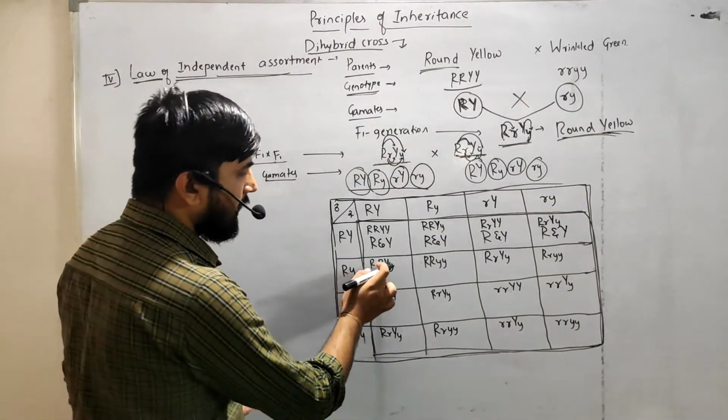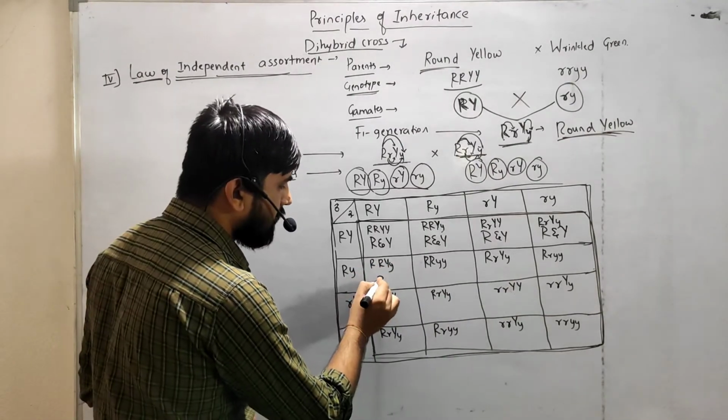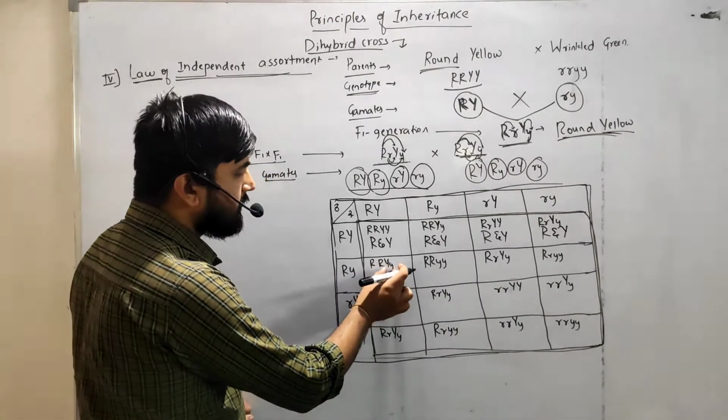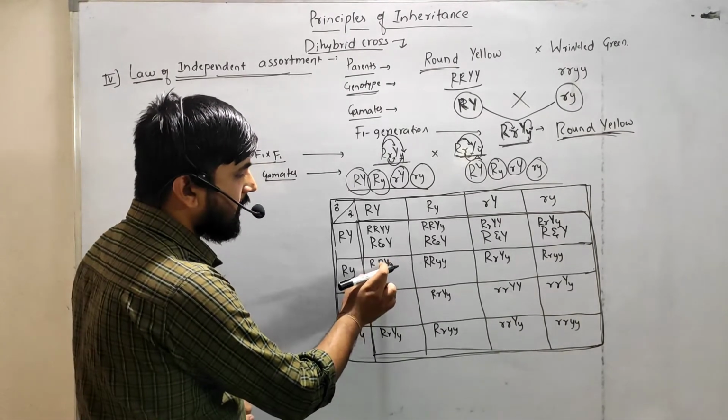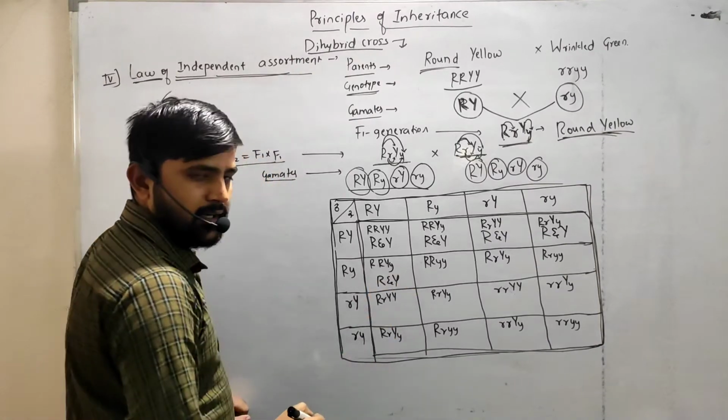Likewise, capital R, capital R, capital Y, small y. Capital R, capital R, both are in homozygous condition, round. Capital Y, small y are in heterozygous condition, and capital Y is dominant over small y. That's why it is round and yellow.